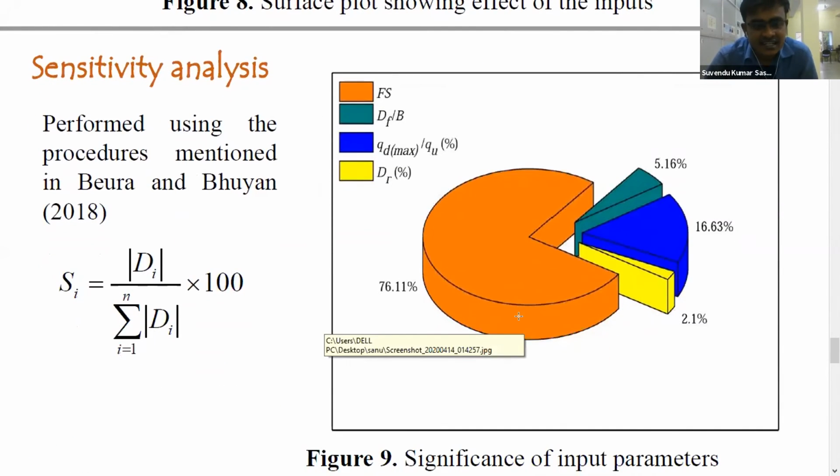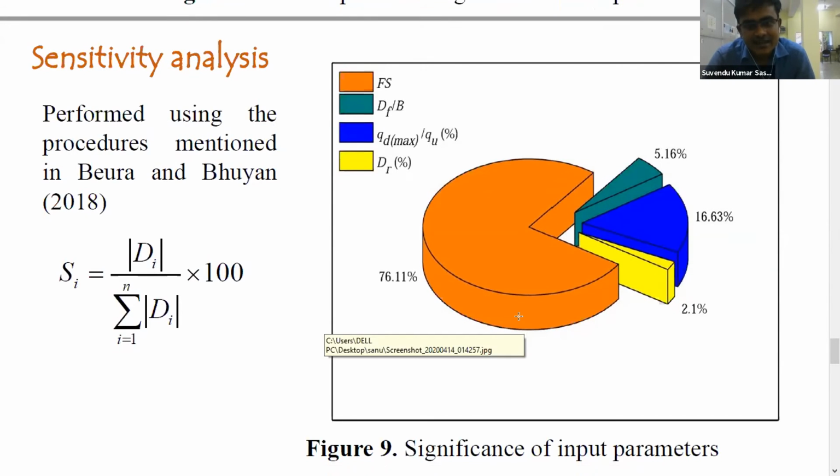Sensitivity analysis is performed using a procedure which was mentioned in Beura 2018, using the equation given here. In this equation, DI represents the range of influence of an input parameter, which can be calculated for each input parameter by keeping all the parameters at mean value and calculating the output for the highest value of the input and then the lowest value of the input, then subtracting the values. By this approach, we will know the range by which the input is influencing the output parameter. It is found that factor of safety is the most influencing parameter, followed by intensity of cyclic load, depth of embedment, and the relative density of soil.